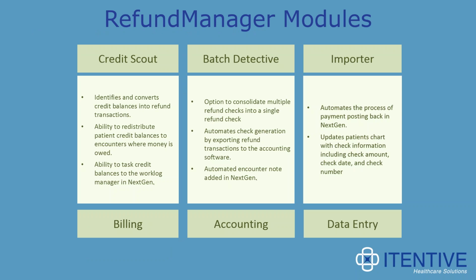There are three modules that make up RefundManager, and you'll see these three modules in the demonstration. The Credit Scout module is the module that's used by the billing people to find the credit balances on the patient accounts, and then taking action on those credit balances, whether to issue a refund or to apply that credit to an account that has a balance on it, or to task it out for further research in the work log manager. The Batch Detective module is the module that moves the refund information over to the accounting application, so the accounting application can print out the refund checks.